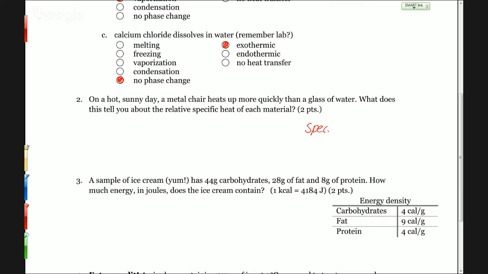So specific heat is some energy unit like calories or joules per gram degrees C. So how much energy in calories or joules does it take to heat up a certain amount of a sample 1 degree C? If something has a lower specific heat, it means it takes less energy to heat it up. If it has a higher specific heat, it takes more energy to heat it up. So that means more energy per gram degree Celsius. So in this case, the metal has a lower specific heat. So with the same amount of heat, it goes up higher in temperature. The water has a higher specific heat. So the same amount of heat going in doesn't change the temperature as much.